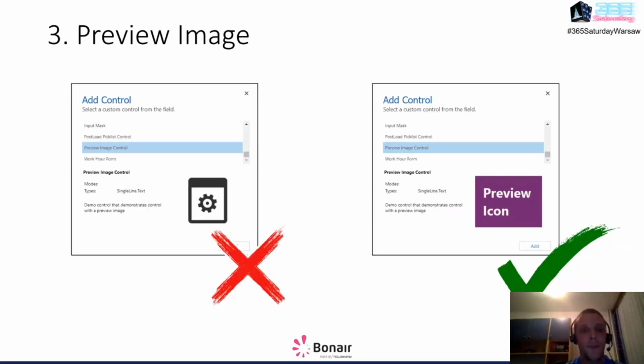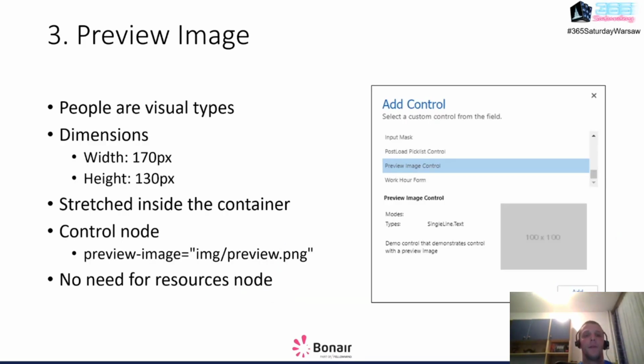Third one is preview image. Why is preview image important? Because most of the controls don't have preview images, and people are visual types. I personally would choose a control based on the picture. If I see, oh wow, I didn't know that control does something, just from the title, I can see on the image that it's doing something useful, or it has rich user experience. So I would choose that control straight away.